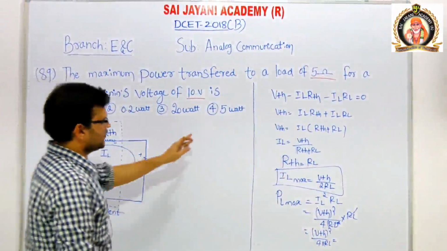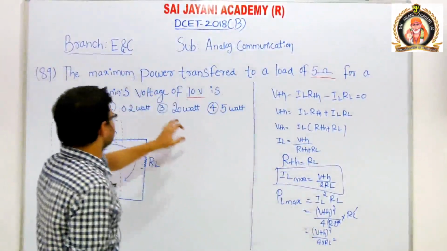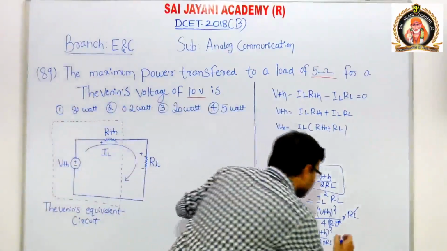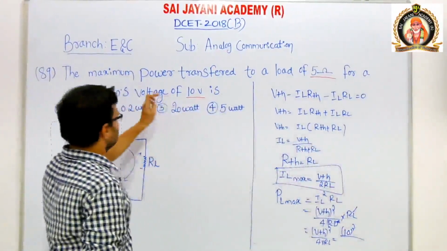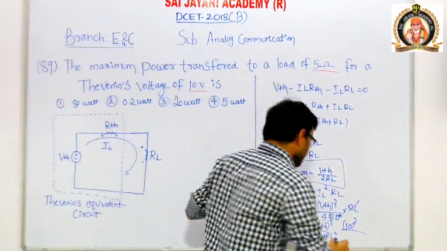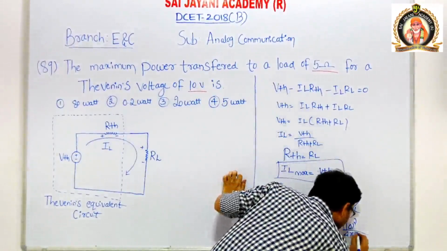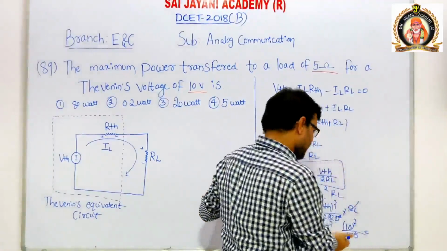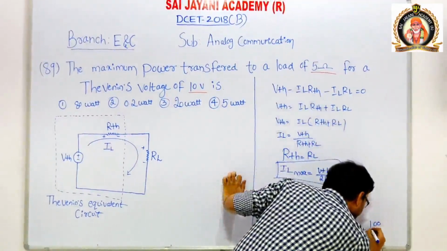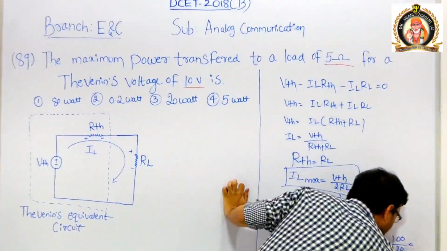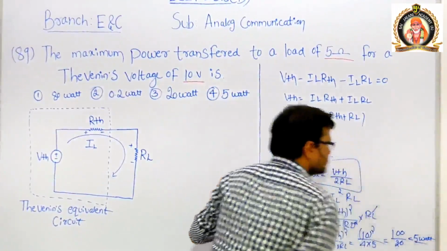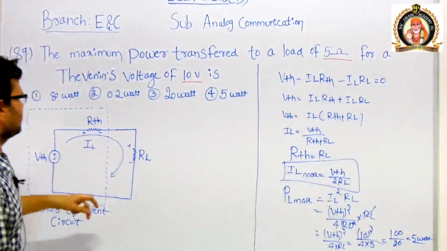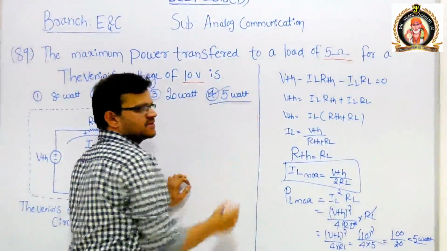In the question they have given VTh, that is the Thevenin's voltage, of 10 volt, and also they have given a load resistance of 5 ohm. If you solve this equation, then you get 100 divided by 20. That means you get 5 watt. So the right option is the fourth one, 5 watt.